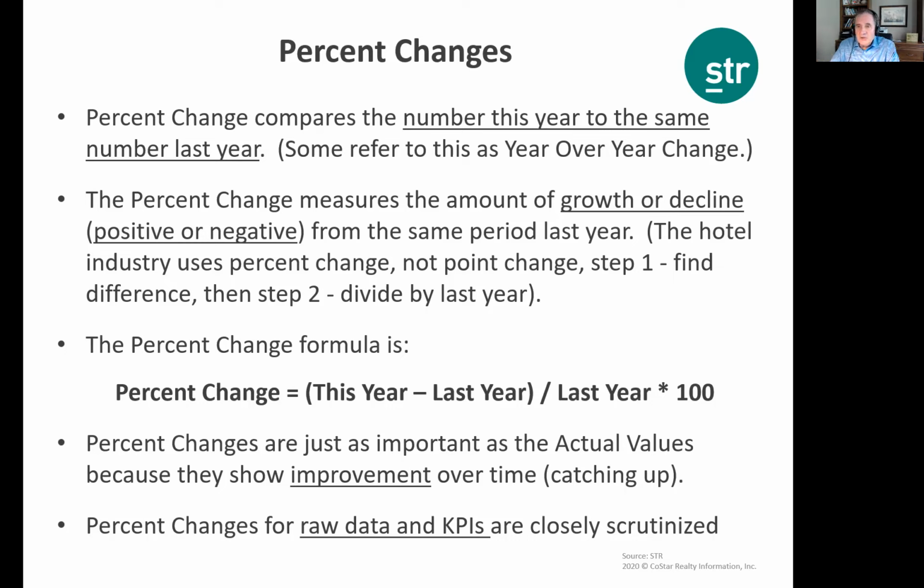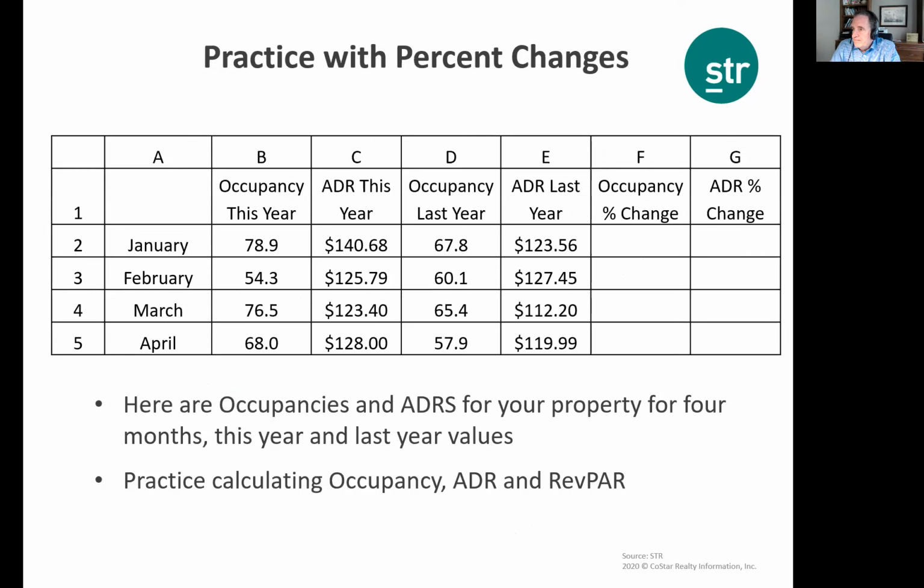Percent changes are calculated for the key performance indicators like occupancy, average daily rate, and RevPAR. We calculate a percent change for all 3. We also calculate percent change for rooms sold, rooms available, and room revenue. So we calculate them for all of them, and you'll see those in reports that we look at coming up. Very closely scrutinized. We want to know, are we growing? Is it positive or is it negative?